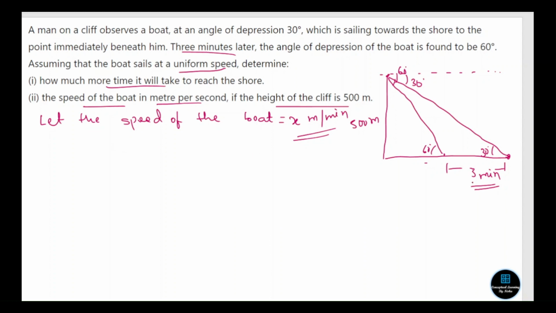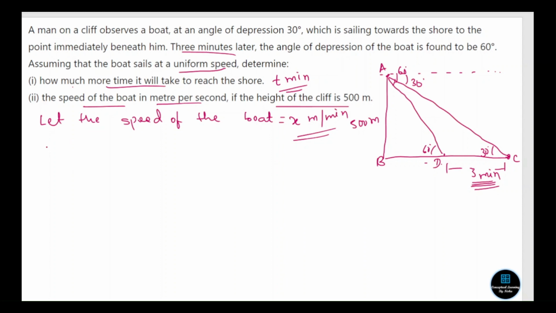Now, see, the time taken is given for this distance. Let's say this AB is the cliff. Initially the boat is at C and then later it traveled to D. So the time taken to travel CD is given as 3 minutes. Now let's say the boat took T minutes more to travel from D to B. We are taking these two variables.